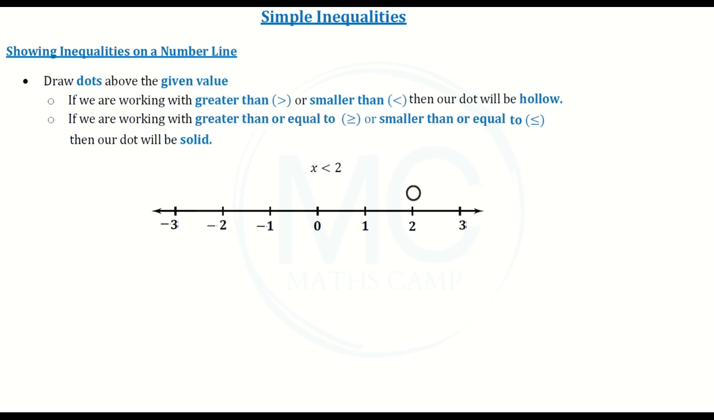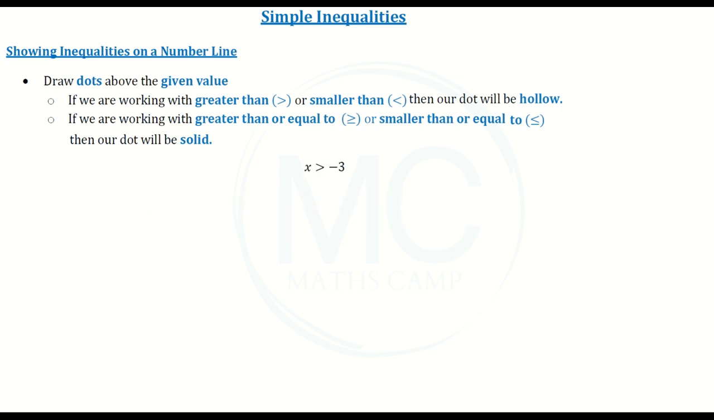Now, there are a lot of values, so we can't draw dots on the number line for every possible value of x. Remember that everything to the left on a number line is smaller than everything to the right. So, to show that x is smaller than 2, we draw a horizontal line from 2 to the left of the number line, like this. Just like the arrows on our number line, the arrows in our blue line show that the values of x go on to negative infinity.